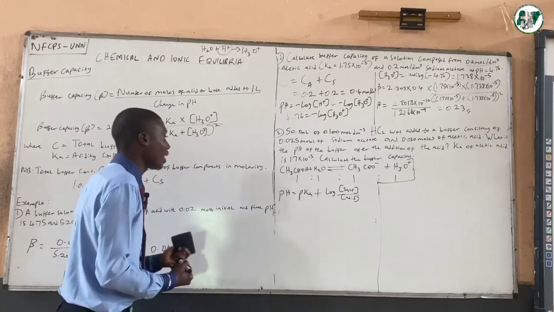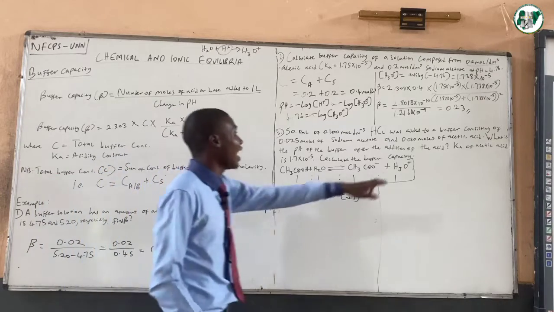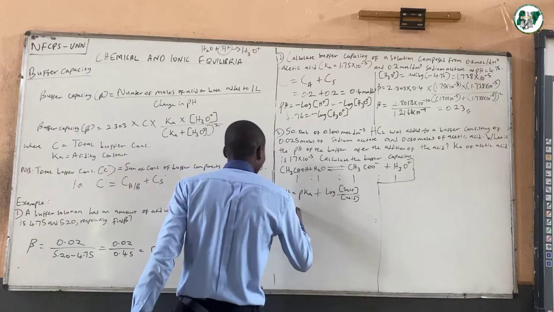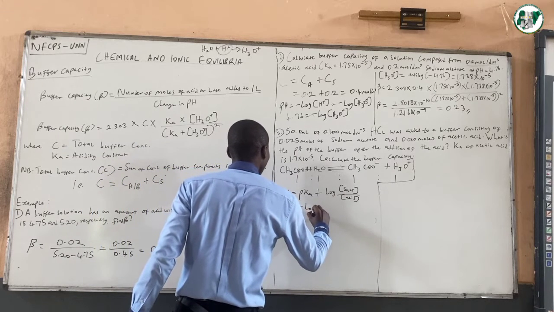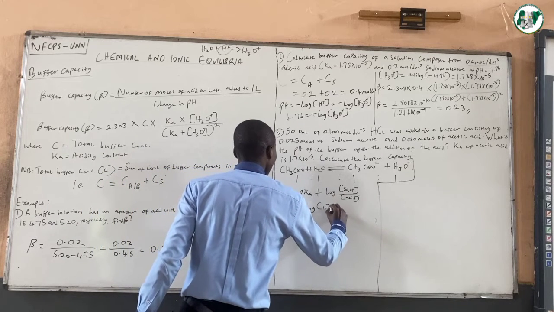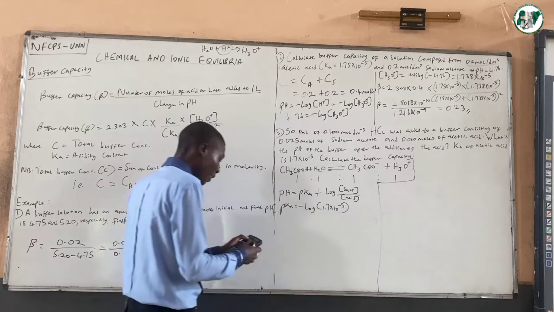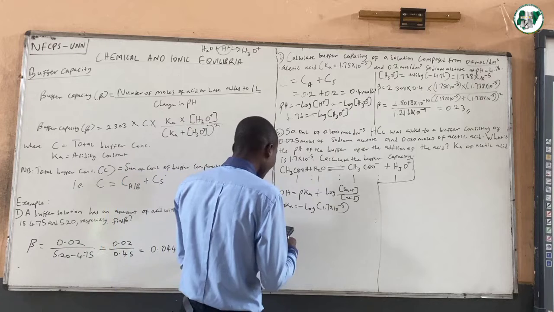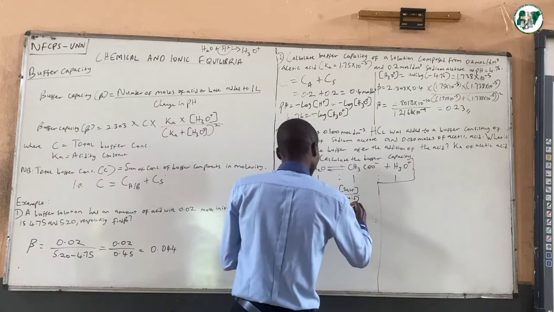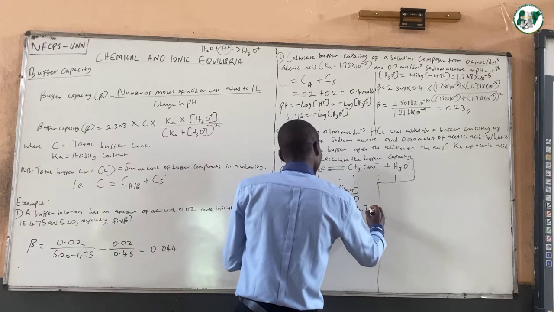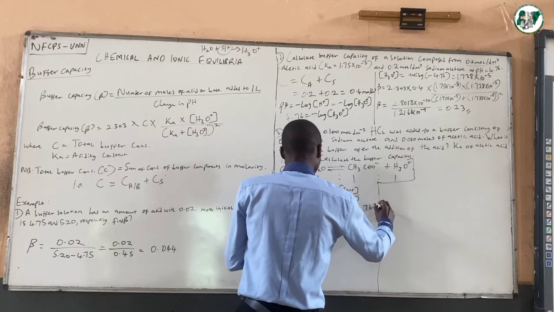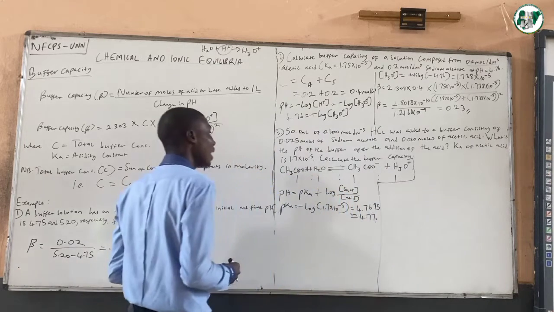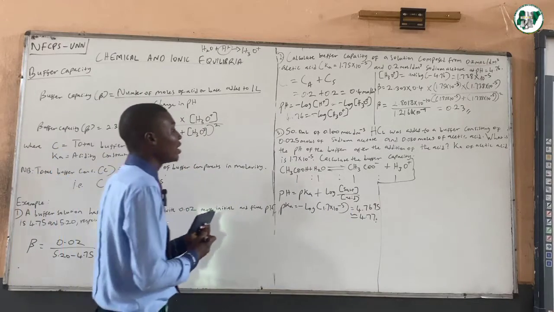So let us now calculate. Our pKa: we are given that the Ka of acetic acid is 1.7 times 10 to the power of minus 5. And we know that pKa is equal to minus log of Ka. So we simply do minus log of 1.7 times 10 to the power of minus 5, and that's going to give us 4.7695, which is approximately 4.77. That's the pKa.